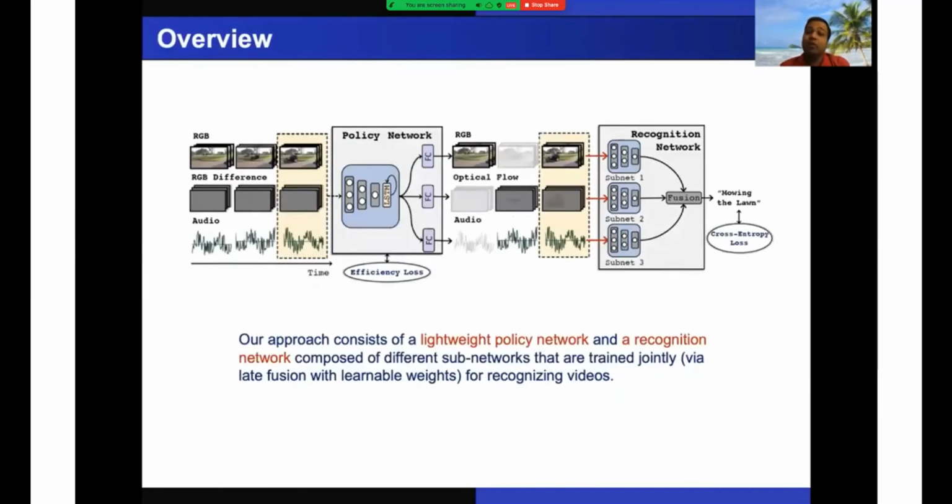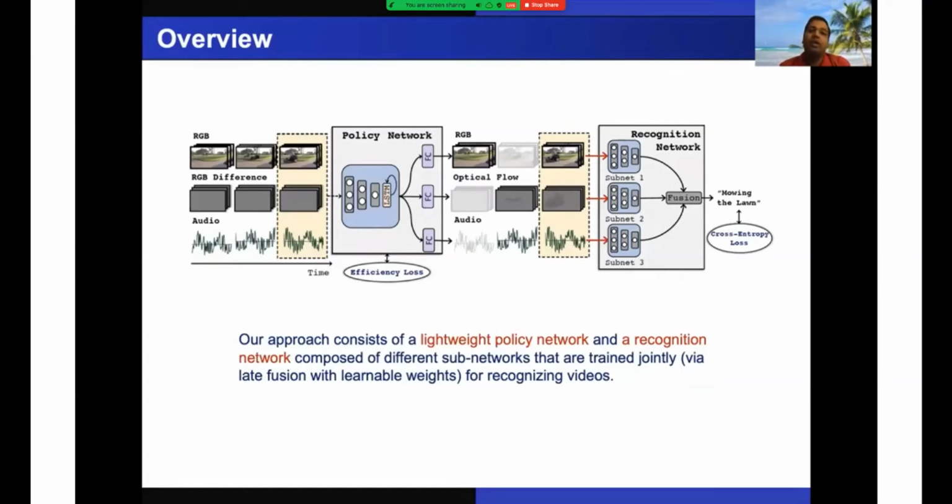This shows an overview of our framework. Our framework consists of mainly two networks. One is a policy network, which is very lightweight, and the other is a recognition network consisting of different sub-networks, one sub-network for one modality. During training, we train both the policy network and the recognition network jointly using Gumbel softmax sampling. And during inference, given a video, the policy network decides segment-wise which modalities to use for achieving high recognition accuracy as well as high efficiency.